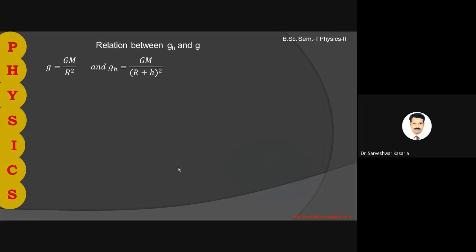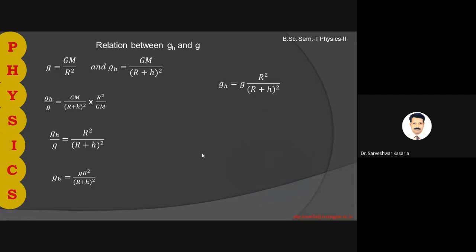So let us see the relation between gh and g. We know that g is equal to GM upon R square and gh is equal to GM upon (R plus h) square. So here gh upon g is equal to GM upon (R plus h) square into R square upon GM. So GM cancels, so we will get gh upon g is equal to R square upon (R plus h) whole square. So we may write like this, gh is equal to R square upon (R plus h) whole square into g. So this is the relation between acceleration due to gravity at height h and acceleration due to gravity on the surface of Earth.